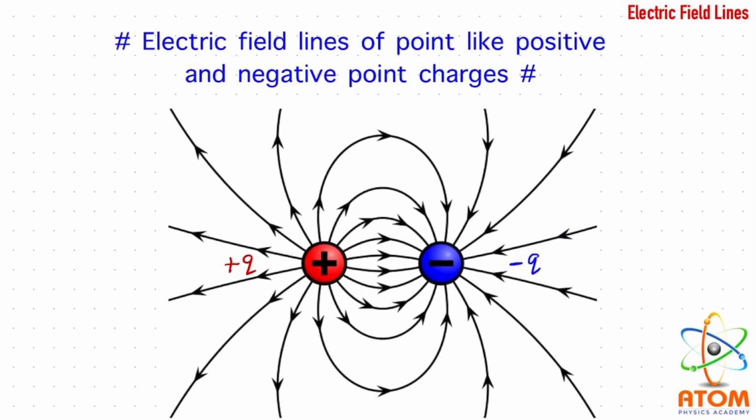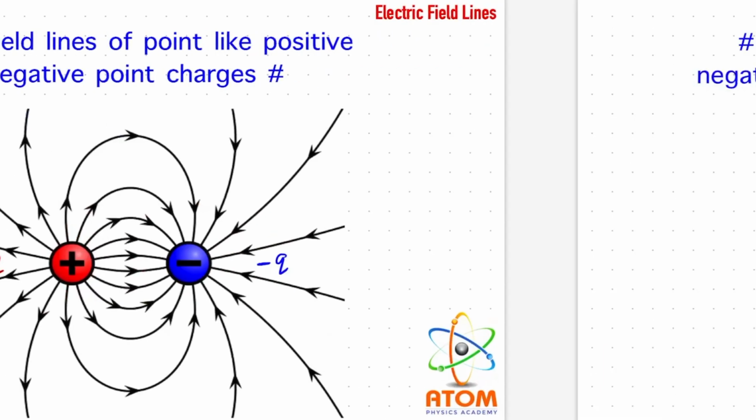Now let us see electric field lines of some simple charge configurations. Here, these are the electric field lines of two opposite charges but with the same magnitude, plus Q and minus Q. You can see all the field lines are going from positive charge Q to negative charge Q. No field line is going back from negative to positive.